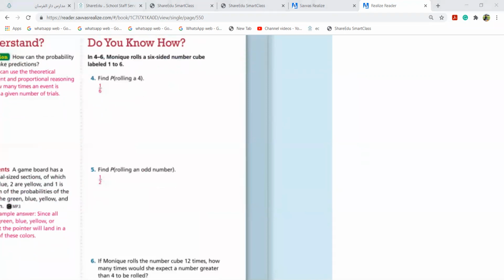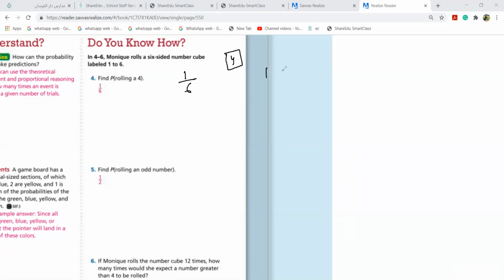Simple questions, girls, again. Monique rolls a 6-sided number cube, labeled 1 to 6. Find the probability of a roll of 4. She rolls only once, so there is only one 4. If you have a cube, there is only one 4. It comes one time, so 1 out of a total of 6.